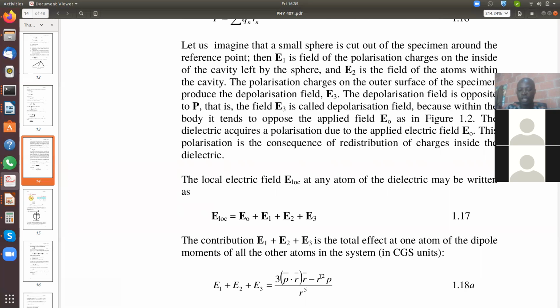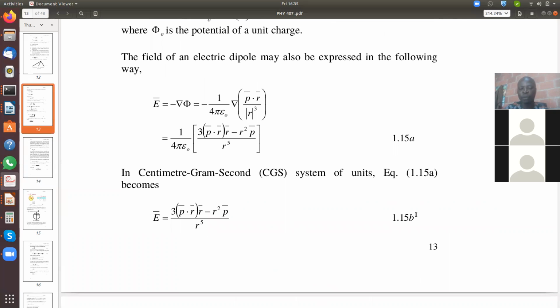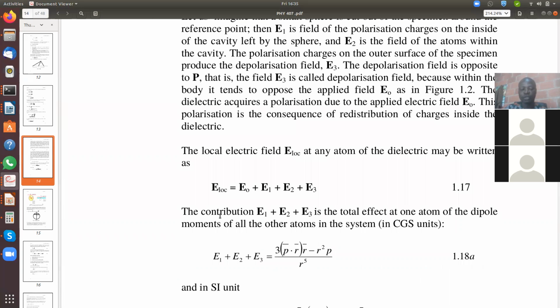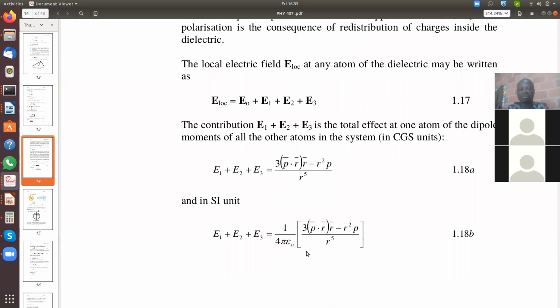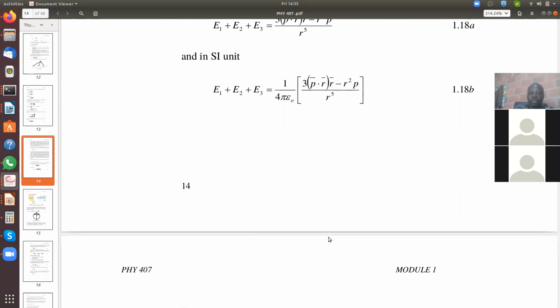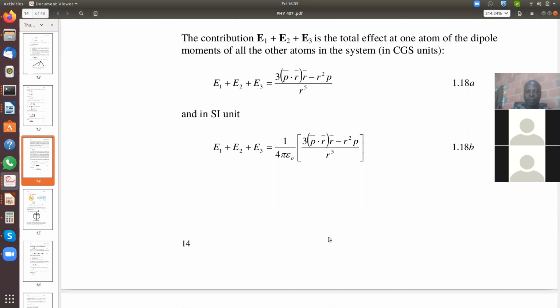So we have something like this, which is more or less like the formula we derived here, this 1.15b. So this gives us this. And in SI units, you have something of this nature. So you don't need to cram a lot of things. Just understand what this concept is all about, like I was explaining.